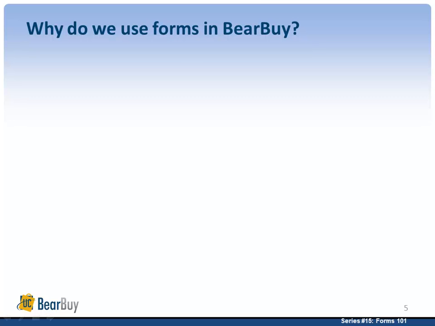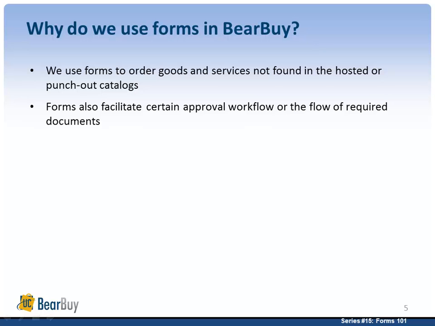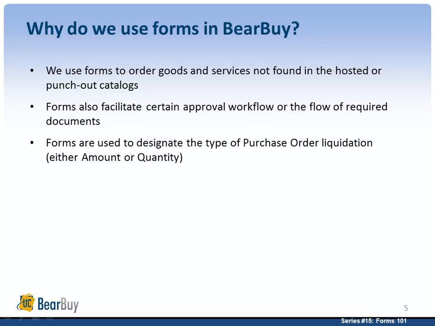So why do we use forms in BearBuy? We use forms to order goods and services not found in the hosted or punch-out catalogs. Forms also facilitate certain approval workflow or the flow of required documents. Forms are used to designate the type of purchase order liquidation, either by amount or quantity. In other words, what does the purchase order match by? Is it by quantity or amount? Are you ordering services or goods?